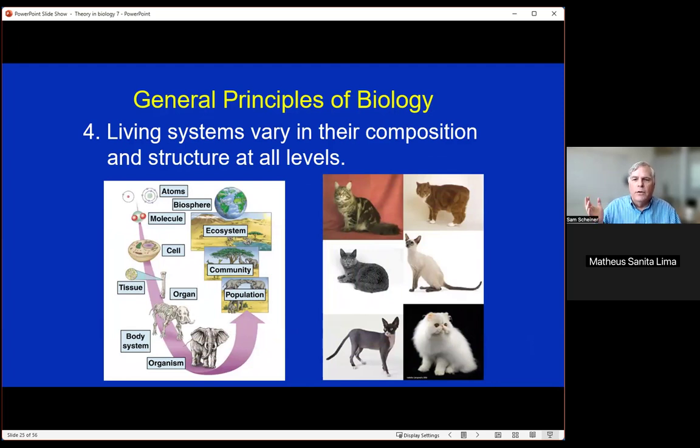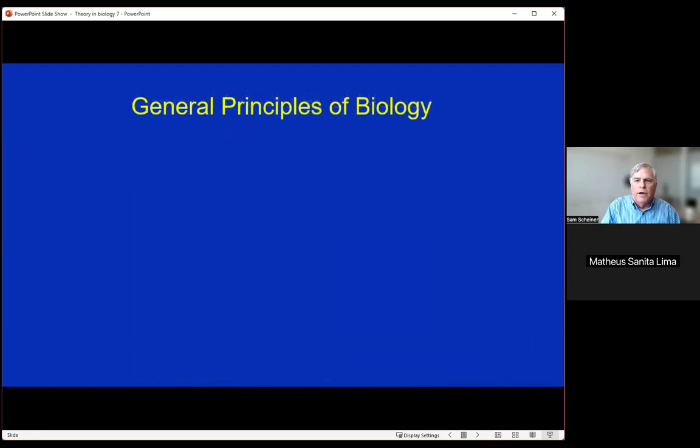First of all, they vary in their composition and structure at all levels. So they vary from individual to individual. Here's a bunch of different kinds of cats, but also we've got this hierarchical structure that we think about, going from molecules to cells up to ecosystems and the biosphere. And there's variation hierarchically and also across different communities, ecosystems, and among different individuals and so forth. So living systems vary, and they vary way more than, let's say, geological systems.